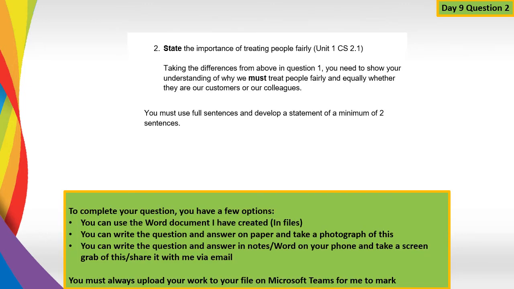So for question 2, I would like you to state the importance of treating people fairly. So I'd like you to think back to the differences that you looked at in question 1, and now you need to show your understanding of why we must treat people fairly and equally, whether they are our customers or our colleagues. You must write in full sentences and develop a statement of at least 2 sentences. Please pause this video whilst you complete that question.